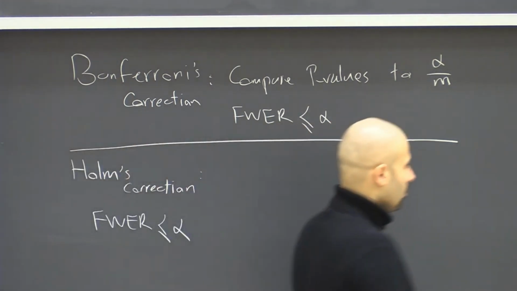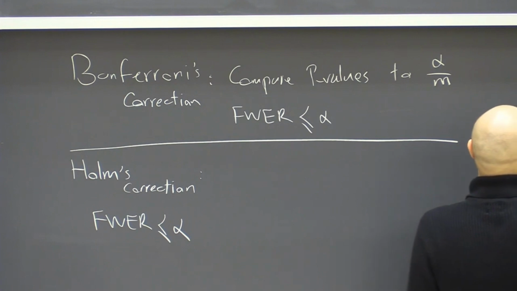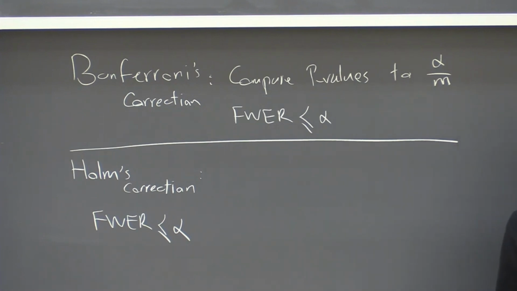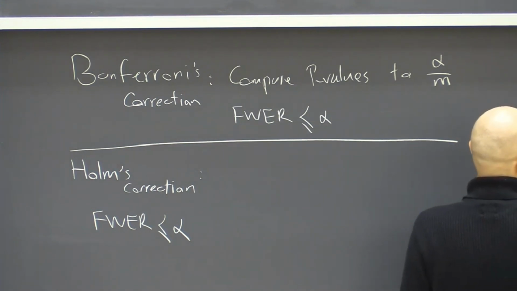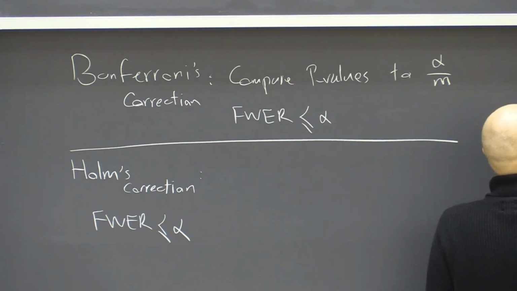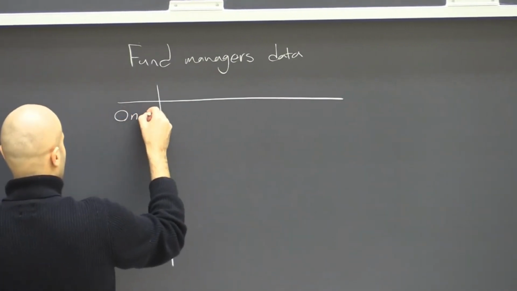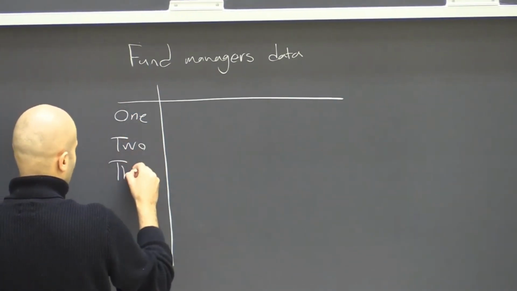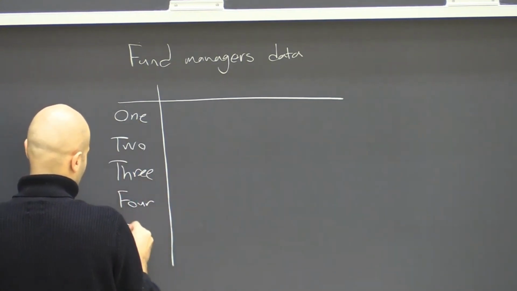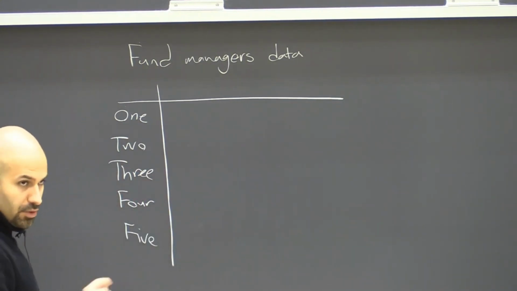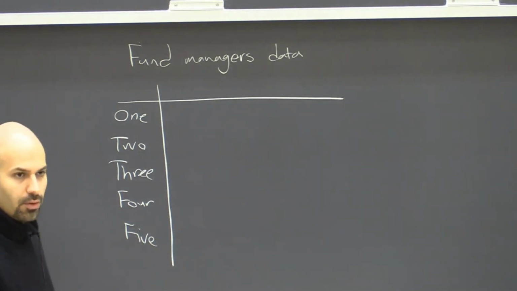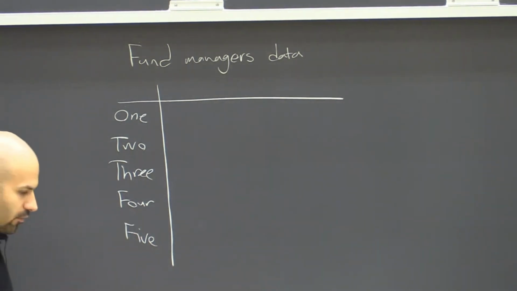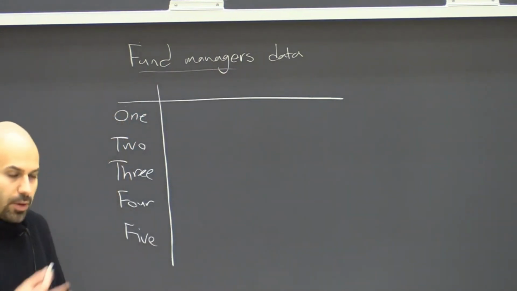So let me give you an example. So there's an example in your textbook about fund managers. So I think there's a table like this. So there are 5 fund managers. Each of them manages a number of funds, let's say a collection of financial securities and financial assets. And for fund managers, it's important that they outperform the market.